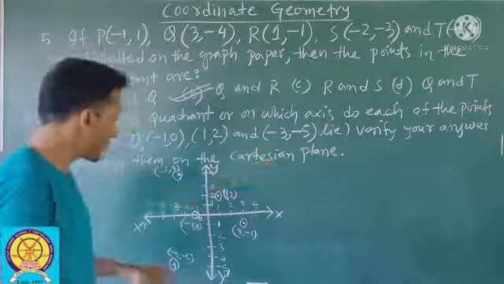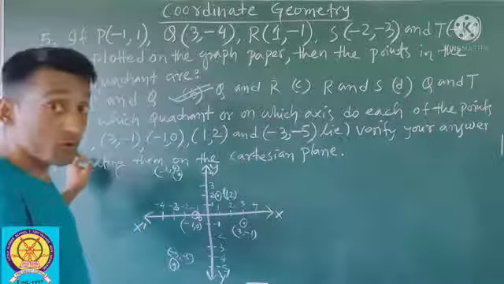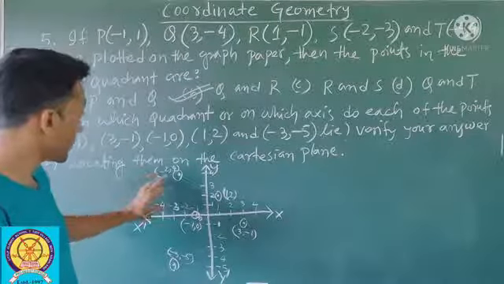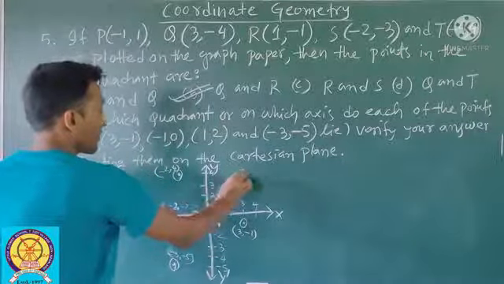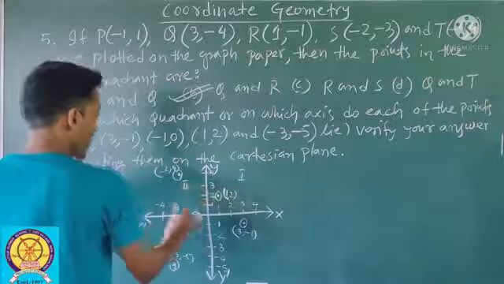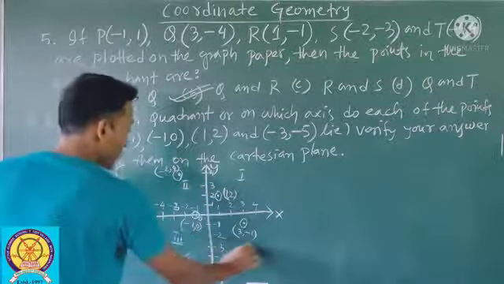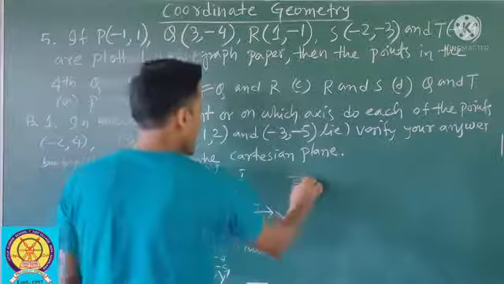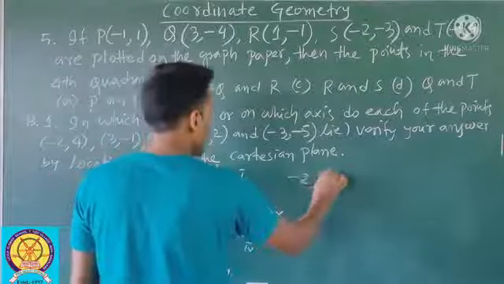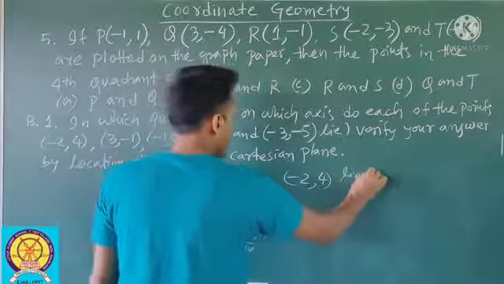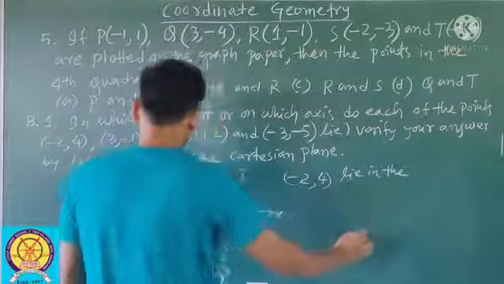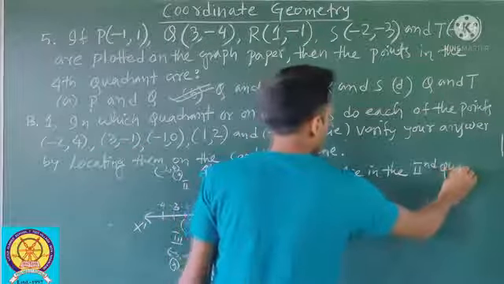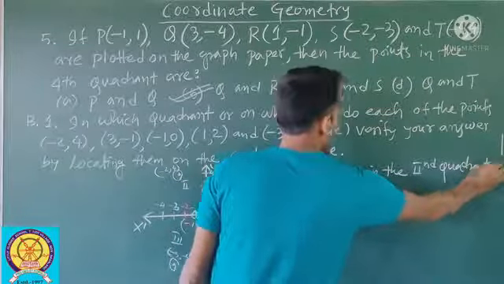Now you see the first point (-2, 4). Which quadrant does this one lie in? This is the first quadrant, this is the second quadrant, this one the third quadrant, this one the fourth quadrant, isn't it? So (-2, 4) lies in the second quadrant.